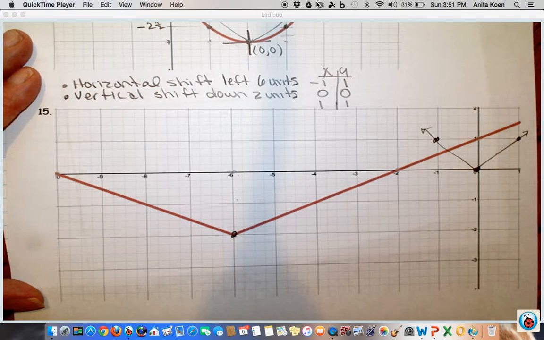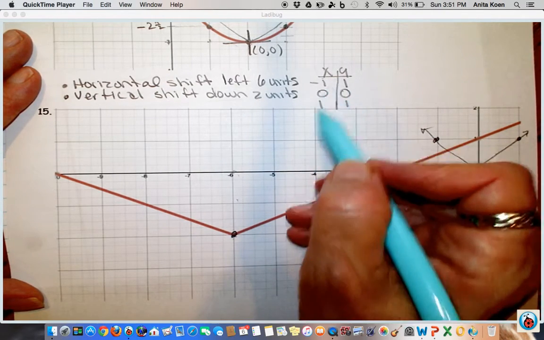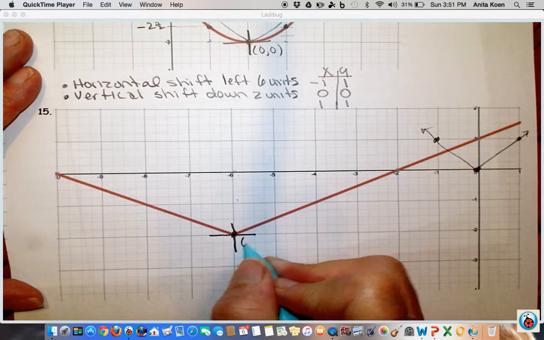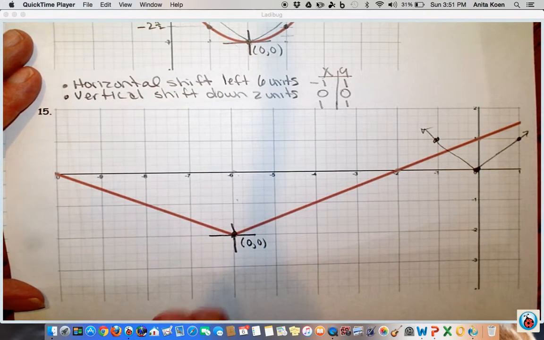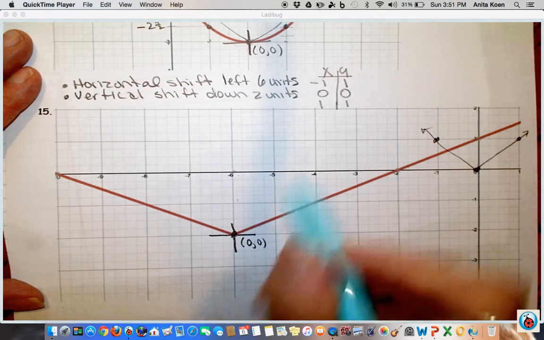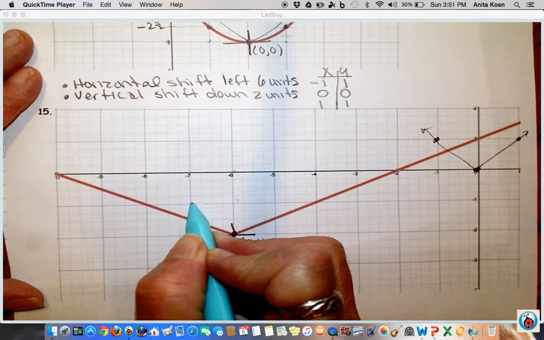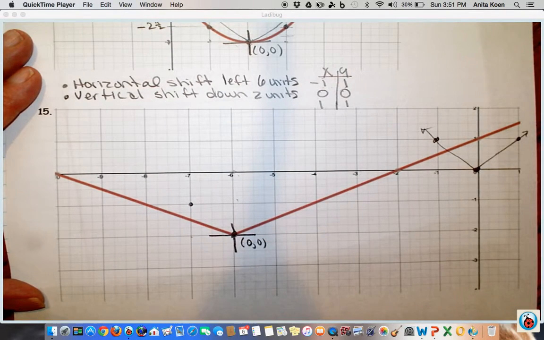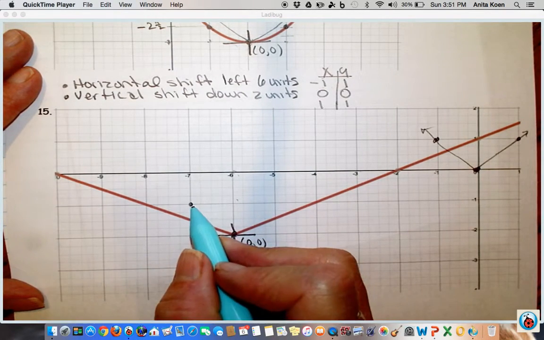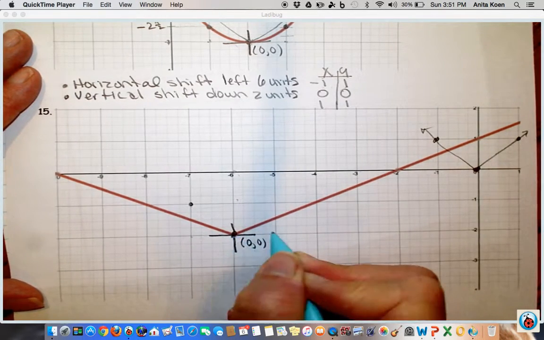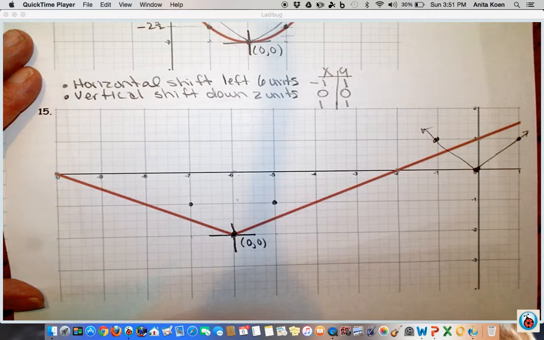Now we've got to check for our stretch and compression. So we're going to check these points. We're going to pretend this is a new origin. So this is my new point 0, 0. This is the pretend origin. And we're going to go to the left 1 and up 1. Okay? Left 1, up 1. That point is not on the graph. 0, 0 is right 1, up 1. That point is on the graph.